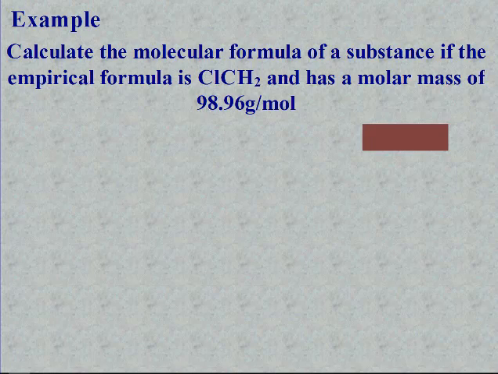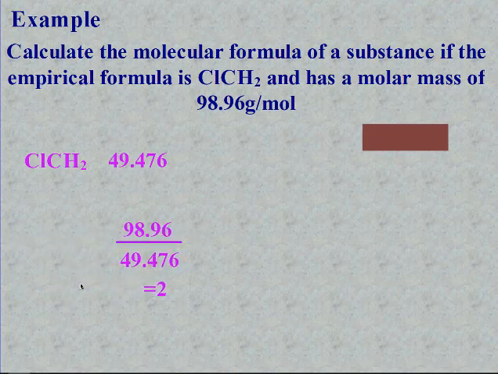So step one is you're going to take that empirical and find its molar mass. It has 1 chlorine, 1 carbon, and 2 hydrogens. So the molar mass of that is 49.476. Then you're always going to take the molar mass they gave you and put it over the empirical's molar mass. That's going to give you some whole number, or something very, very close to a whole number. In this case, that's a 2.